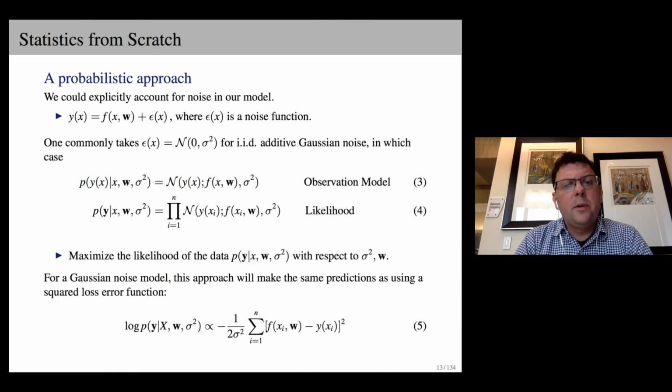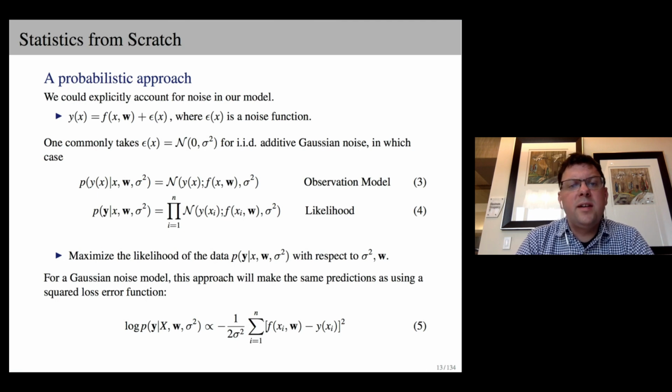We can instead follow a probabilistic approach where we suppose that our observations are drawn from a noise-free function, f of x, w, plus, for example, additive Gaussian noise with noise variance sigma squared. And we can then use this observation model to form a likelihood, and then we can maximize that likelihood with respect to our parameters and learn those parameters, and then use our conditional predictive distribution given those parameters to make our predictions. We can see by taking logs of the likelihood that if we follow this approach, we'll get exactly the same point predictions as we had using the approach on the previous slide where we just specified the squared error function.